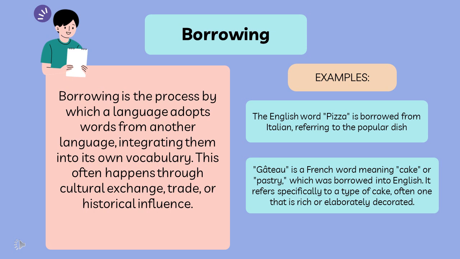Next is borrowing. Borrowing is the process by which a language adopts words from another language, integrating them into its own vocabulary. This often happens through cultural exchange, trade, or historical influence. Here we have some examples. The English word pizza is borrowed from Italian, referring to the popular dish. Another example is the French word gâteau, meaning cake or pastry, which was borrowed into English, and it also refers specifically to a type of cake, often one that is rich or elaborately decorated.